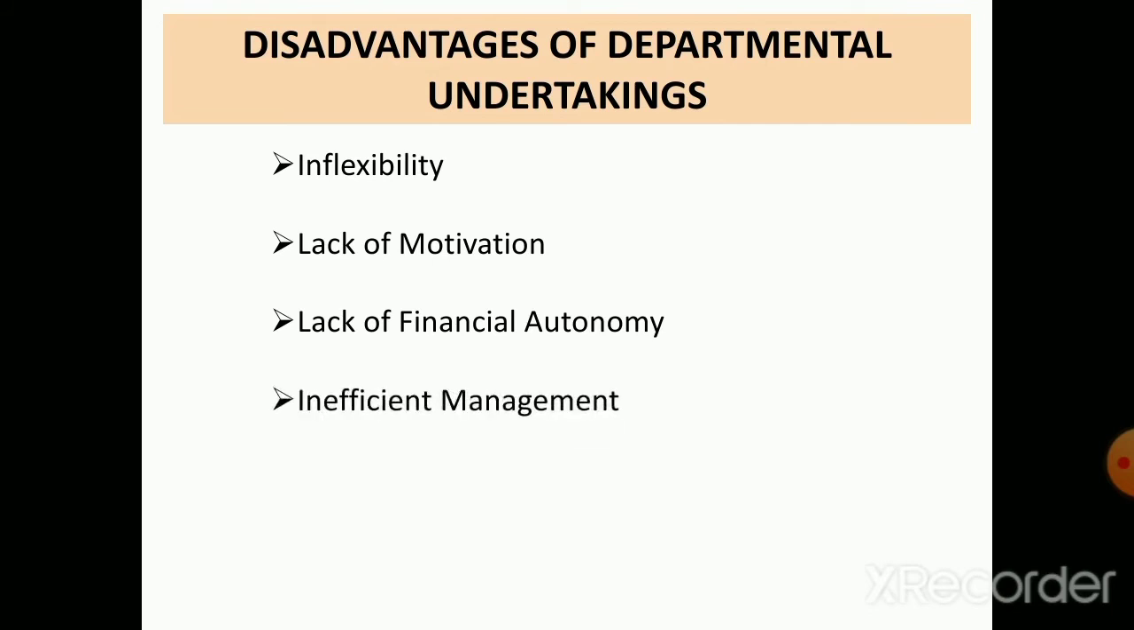Fourth is inefficient management. These undertakings are managed by the government officials and these officials are overburdened with the paperwork. So they spend maximum time answering the queries from the parliament or the ministry. Next is red tapeism and bureaucracy. It refers to the delay in decision due to too many administrative formalities, paperwork, procedures, etc.